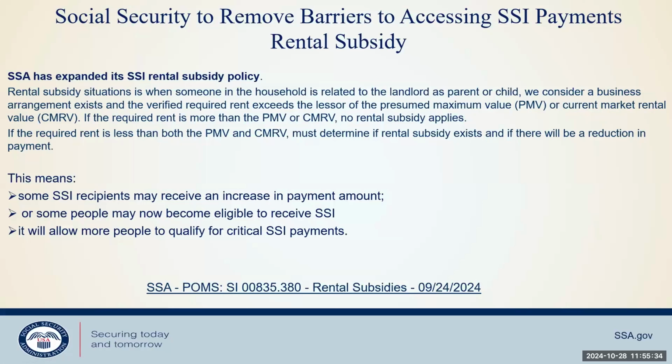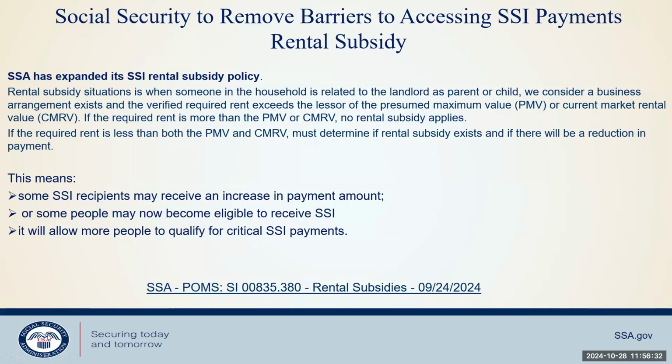Okay. Now we look at one, is the rent greater than the presumed maximum value, which is 1/3 of the federal benefit rate, or is it greater than the current market rental value? So if the rent they're paying is greater than one of those, we don't even have to look at rental subsidy. They'll still get their benefit amount, okay? So we'll no longer reduce that. So we're going to compare it to the presumed maximum value or the current market rental value. If it's less than that, then we basically go with the one that is the least amount, the least difference, okay? So this means that some SSI recipients may get an increase. They won't be reduced as much for rental subsidy. It may mean that some individuals actually qualify now for SSI where before they didn't due to the rental subsidy. So it might allow access to more benefits.